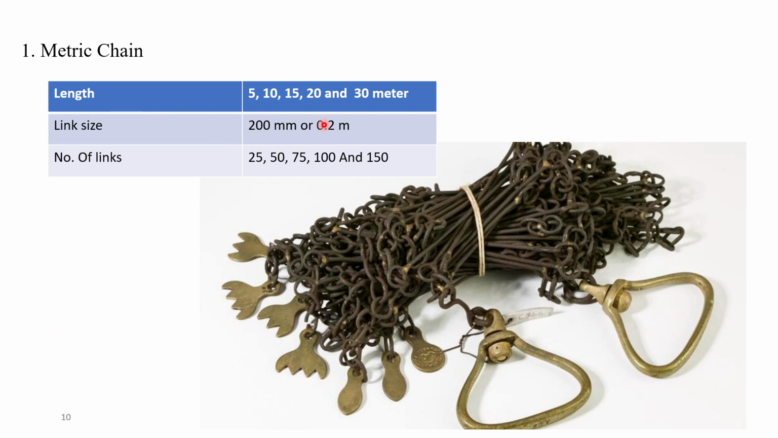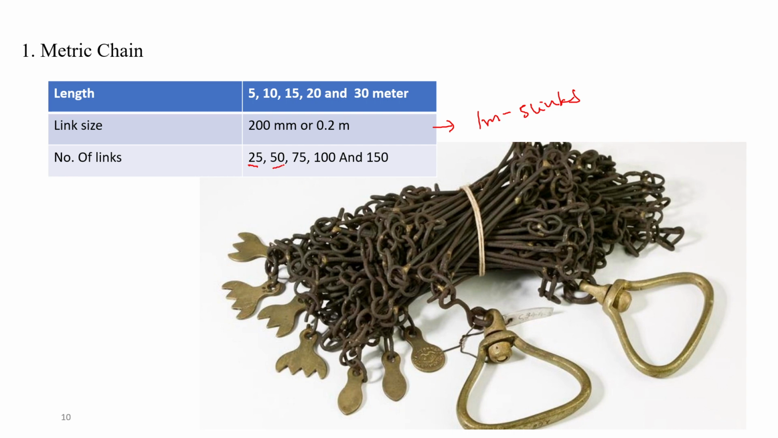The metric chain is generally available in 5 meter, 10 meter, 15, 20, and 30 meter lengths. These are the general sizes available. The length of one link is this portion. This is one link. The length of one link is 20 centimeter or 200 mm or 0.2 meter. So 0.2 meter means for 1 meter there are five links. For 5 meter length there are 25 links.